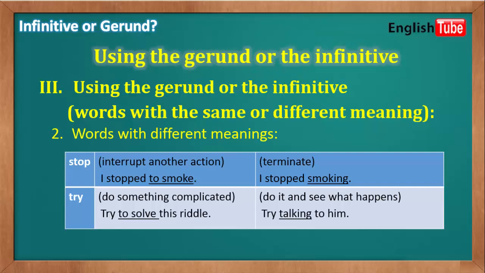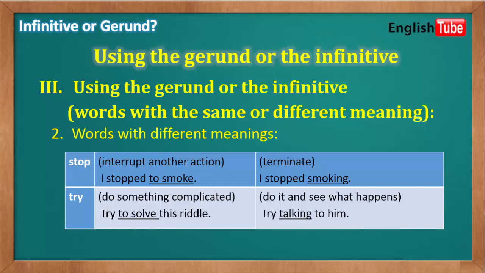Let's see more examples. You got the word stop, the verb stop. In the first example, in the infinitive form, we've got I stopped to smoke. Say, for instance, James said, I stopped to smoke. This means that smoking is not something James used to do or has been doing. He has been doing something different, then he stopped doing that in order to do something new, which is to smoke.